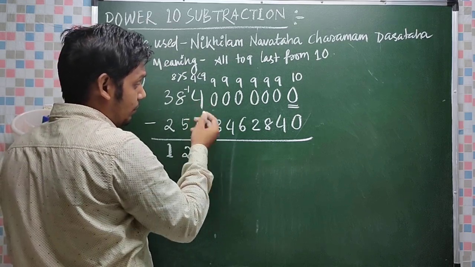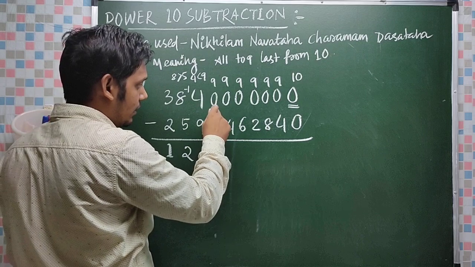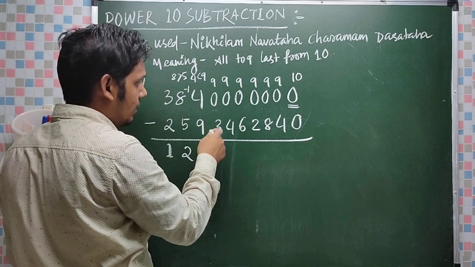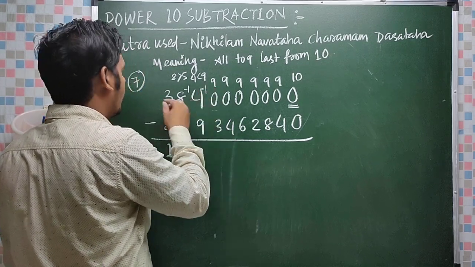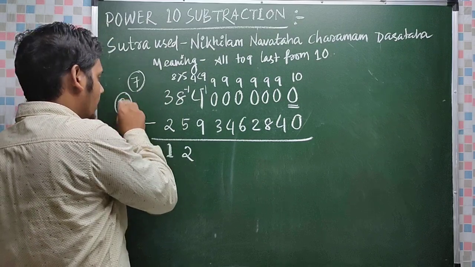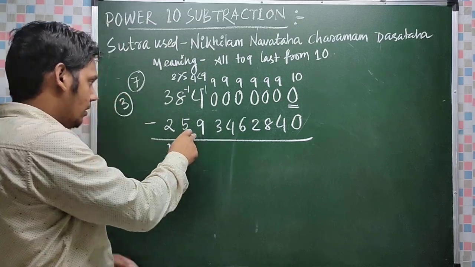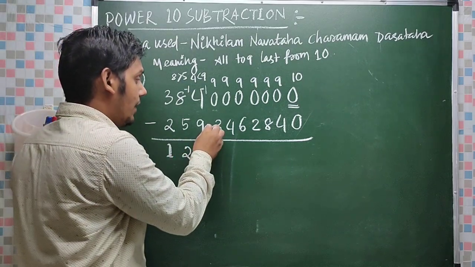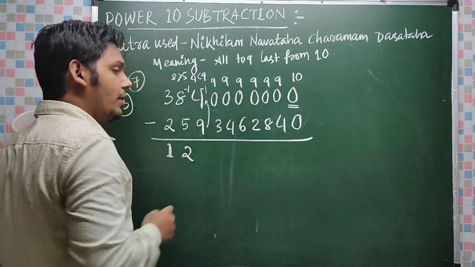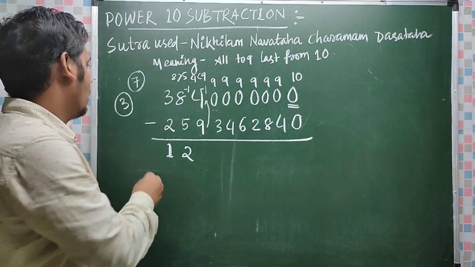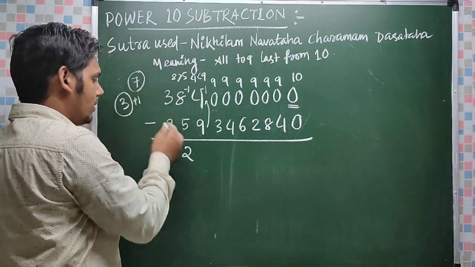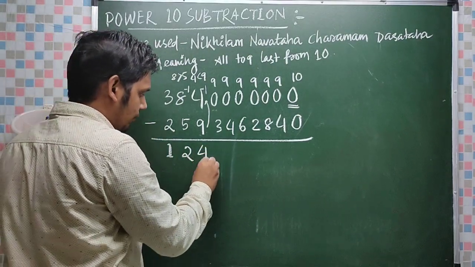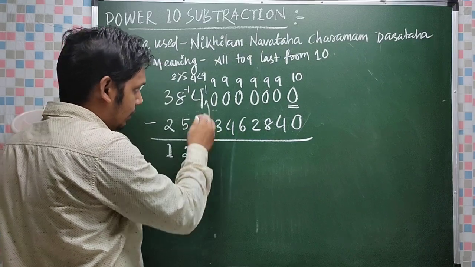Now 4, when we do 4 minus 9, we have to check the next one. 0 is less than 3, so 4 will be decreased by 1, that is 3. 3 minus 9 is not possible, so in that case 9's complement will be added. 9's complement is 1. 1 will be added to 3. 3 plus 1 is 4. So we have done up to this much.